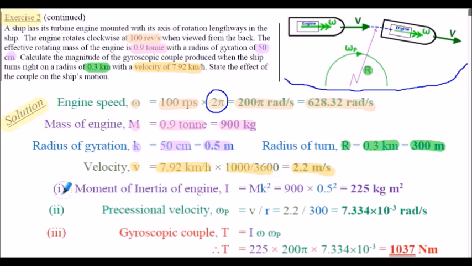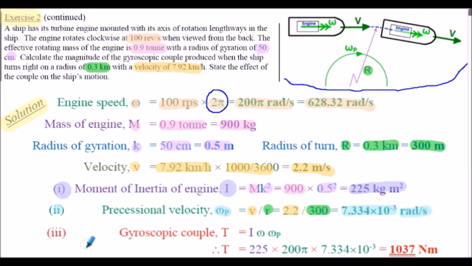So calculate the moment of inertia, I, inserting the values from above. The moment of inertia is 225 kilogram meters squared. Step 2, calculating the precessional velocity omega p. That's the linear velocity shown above, v of 2.2 meters per second, divided by the radius of the turn, which is 300 meters above. So omega p is 7.3 recurring times 10 to the negative 3 radians per second.